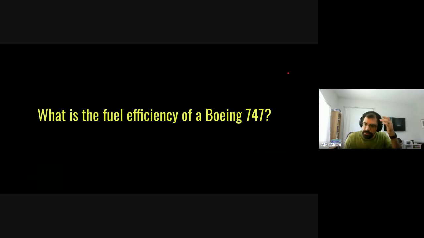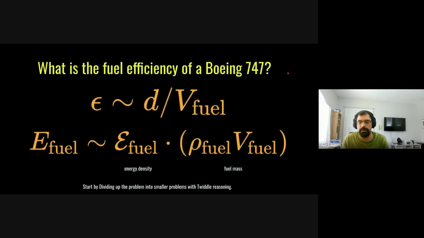So if we go back to the question that we're interested in, what's the fuel efficiency of a Boeing 747? I have no idea. So I'm going to take that problem and split it up into things that I might be able to reason about. And I heard you talk a little bit about what fuel efficiency is, right? Fuel efficiency is something like miles per gallon. It's a distance that you travel divided by the volume of fuel that you use, like a distance per volume. That's its efficiency.